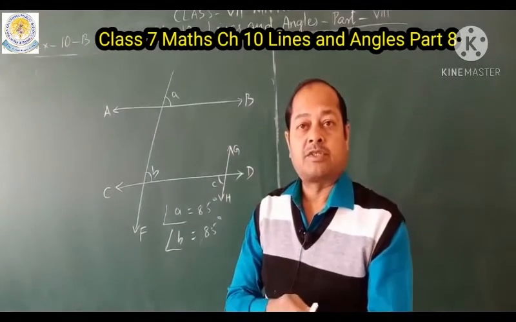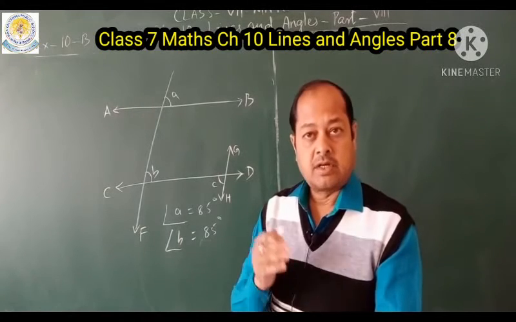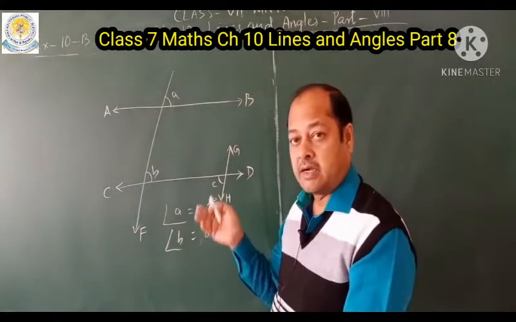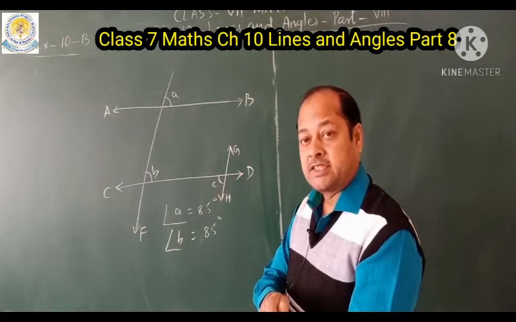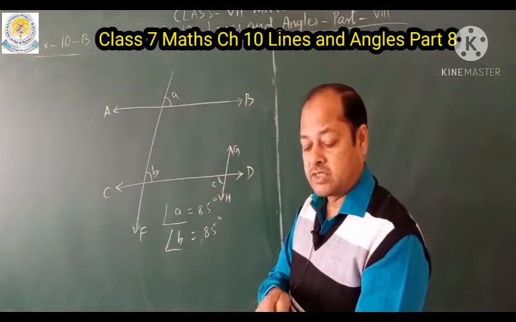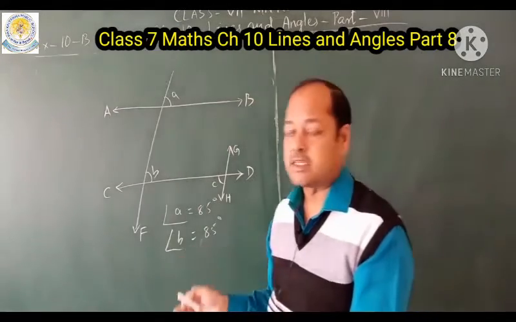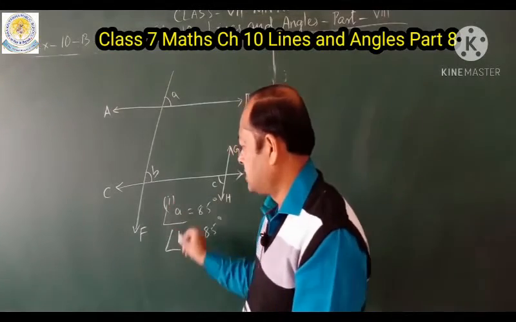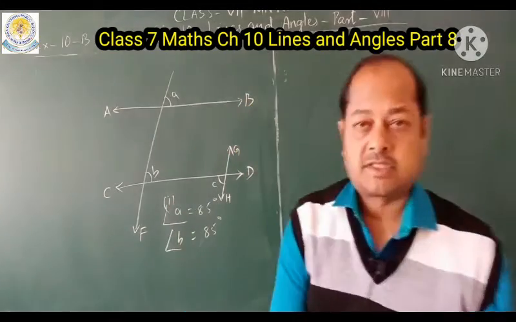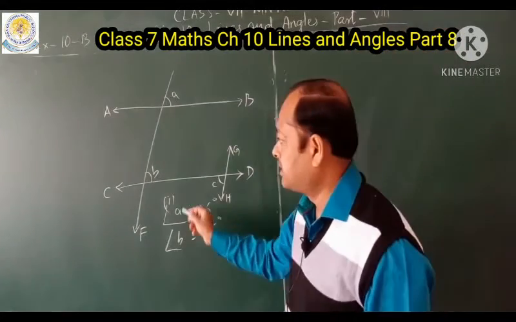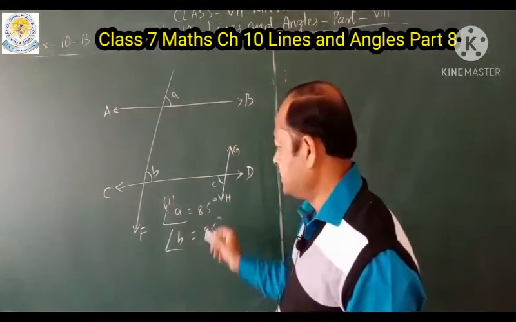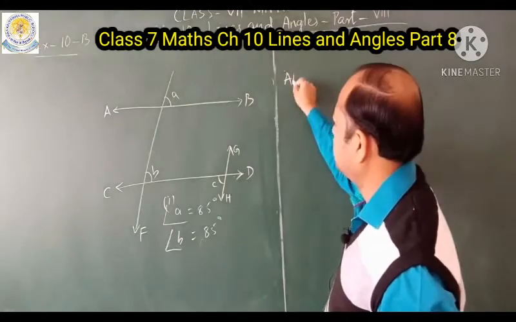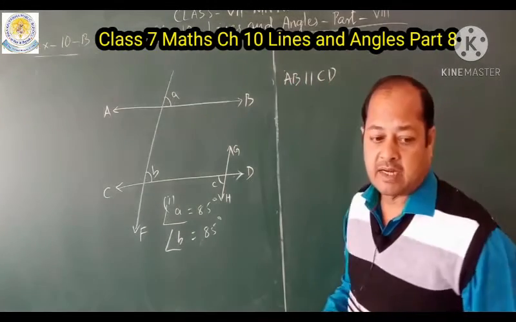Now look at question number 8. It says refer to the figure given in your book, and in each case state the rule or rules justifying the statement. There are some cases given. The first case is given that angle A is 85 degrees, angle B is 85 degrees, and we have to prove that AB is parallel to CD.